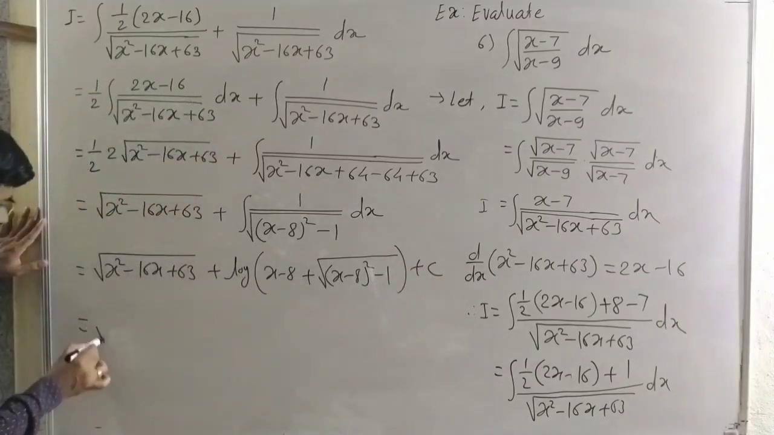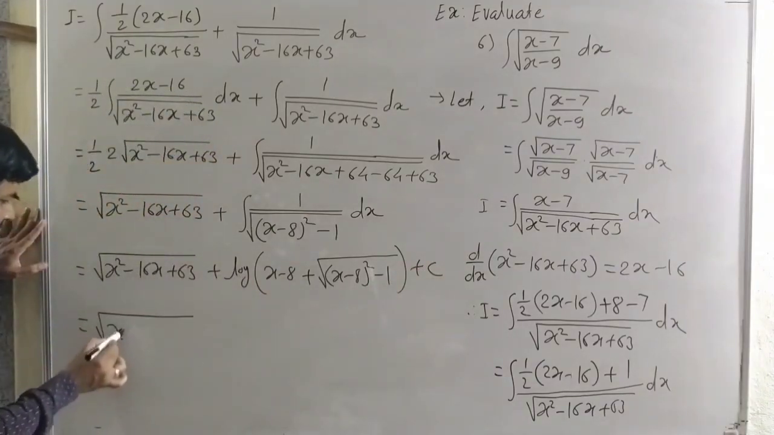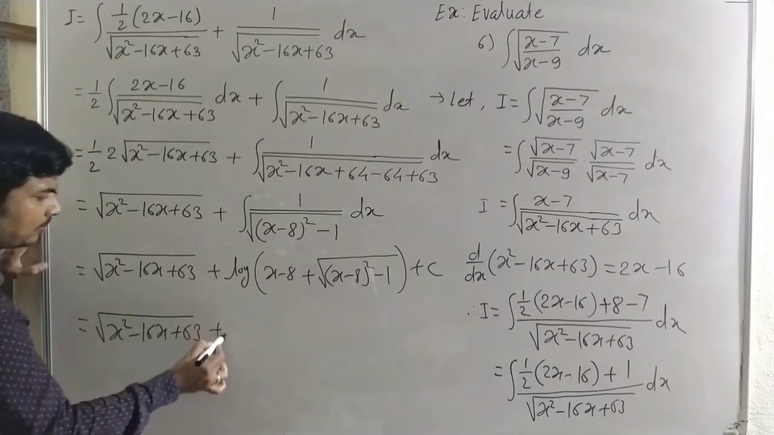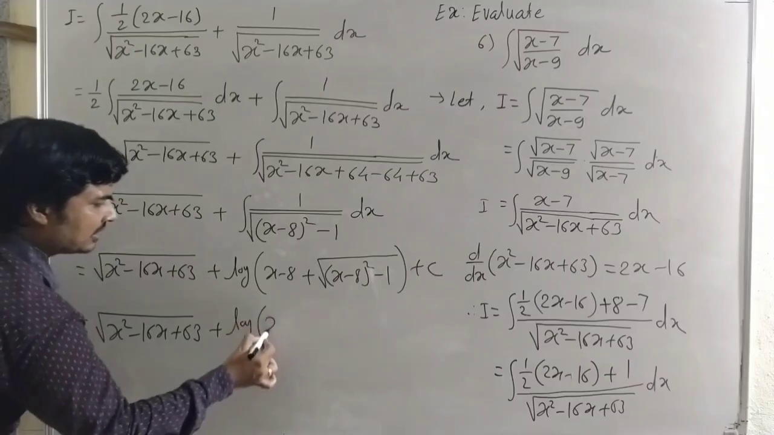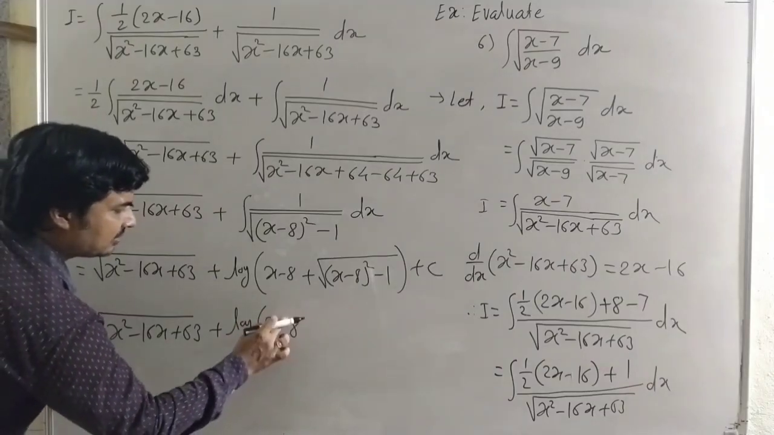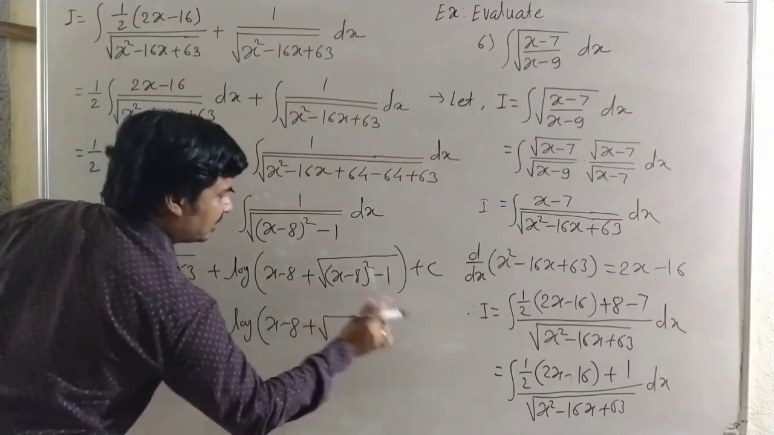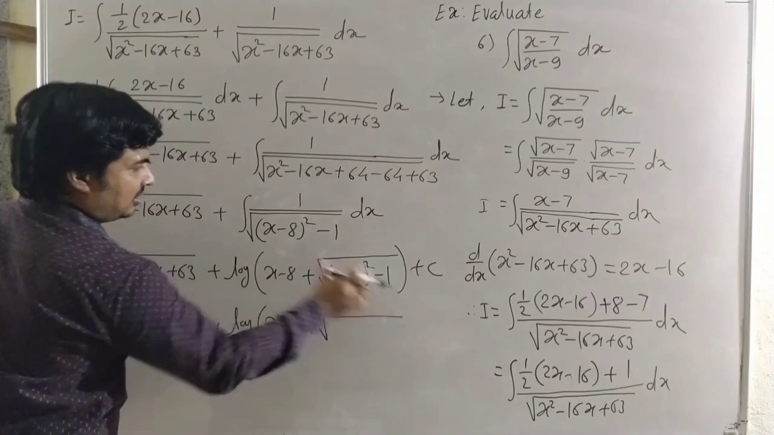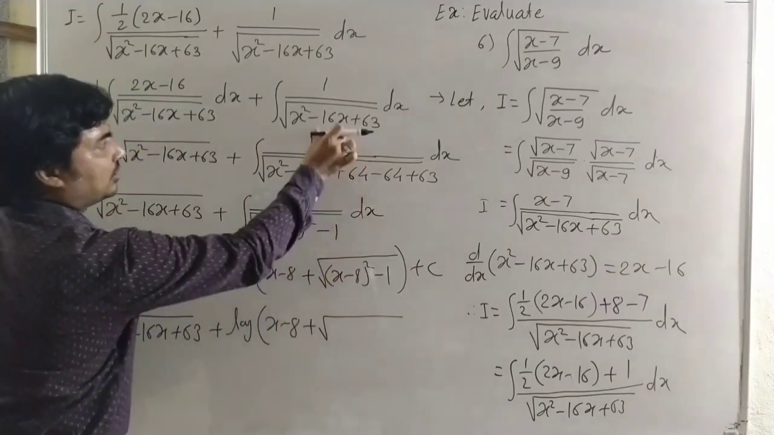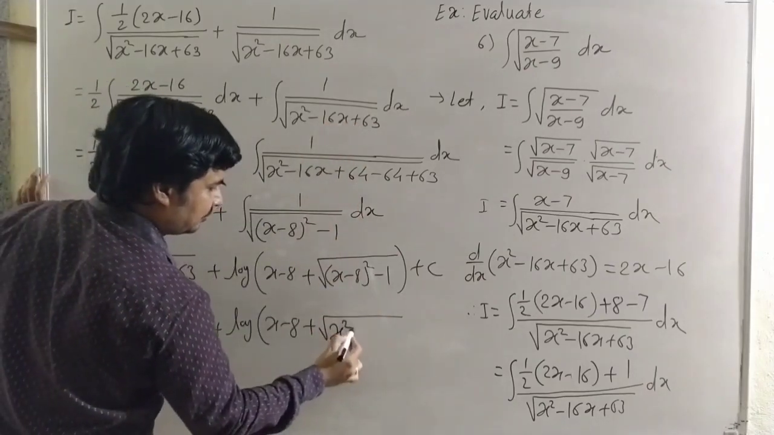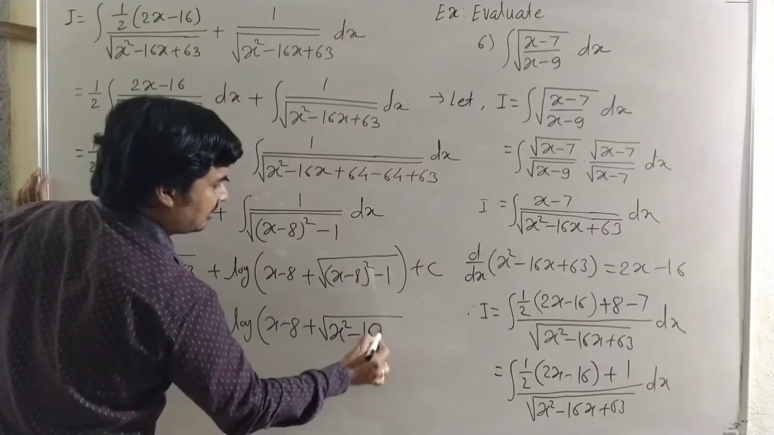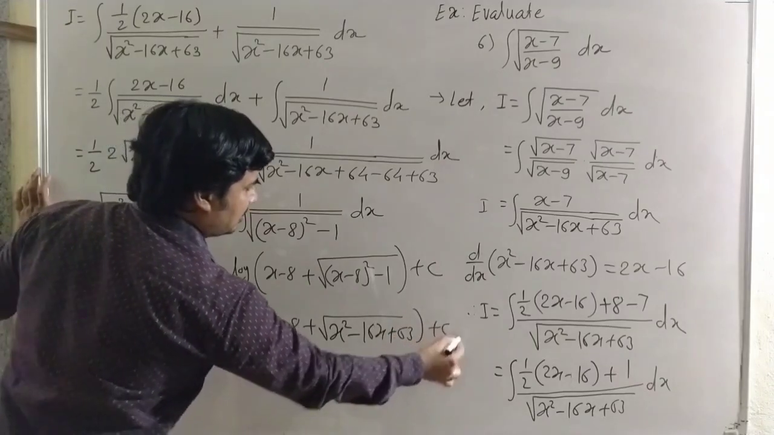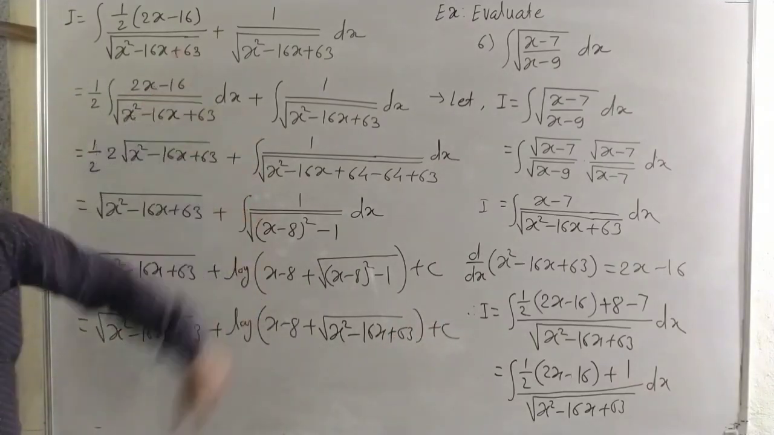And the last answer: under root of x square minus 16x plus 63, plus log of x minus 8 as it is, plus under root of the expansion of this bracket, that is x square minus 16x plus 63 expansion. This term means this, and this is equal to this. Therefore we can directly write x square minus 16x plus 63, plus c. Okay, it is the last answer of this term.